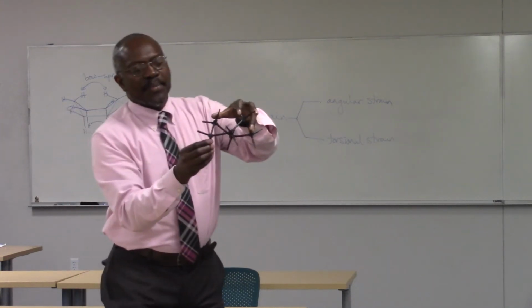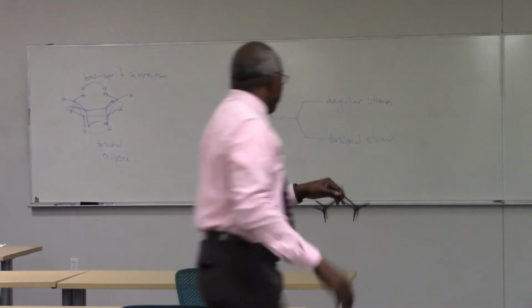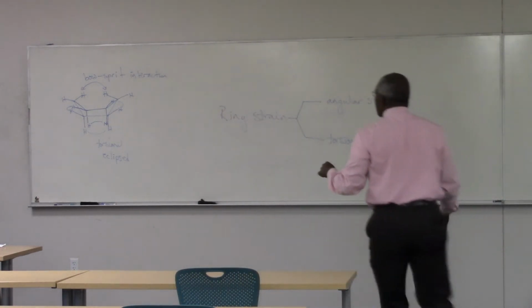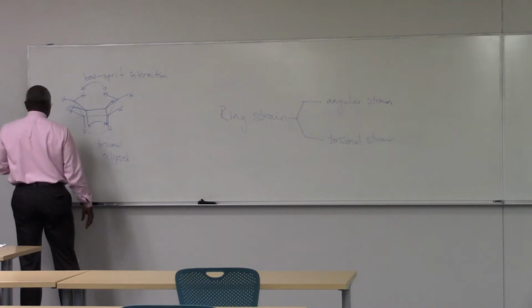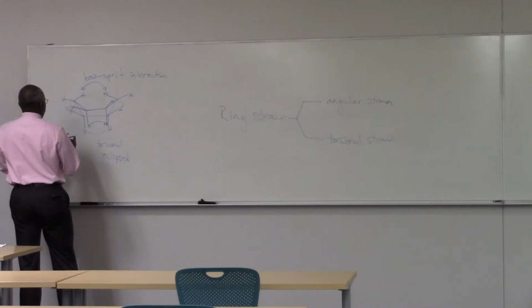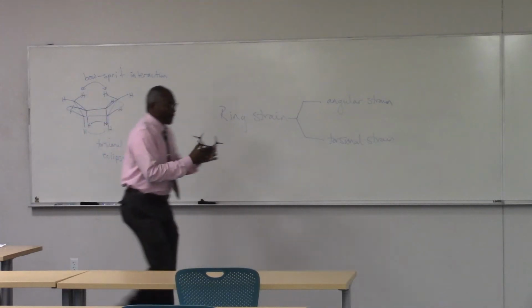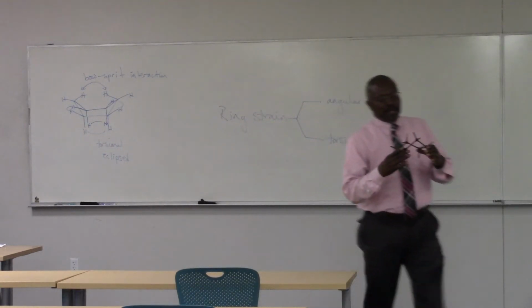Right? I would not consider this eclipse. I should not have drawn that, because they're not adjacent carbons. Let's see, so bowsprit. Yeah, okay, no, I guess that's fine.